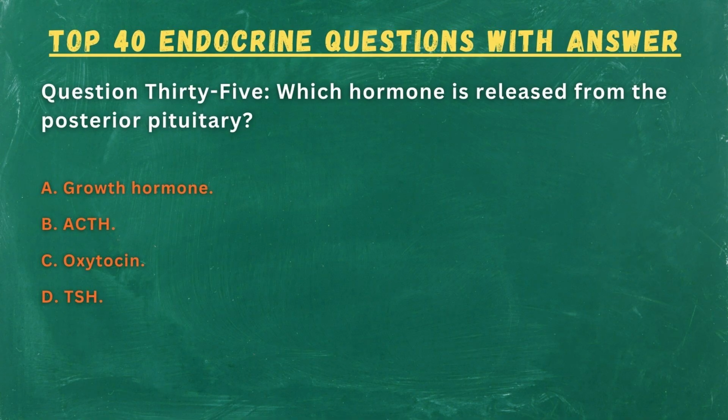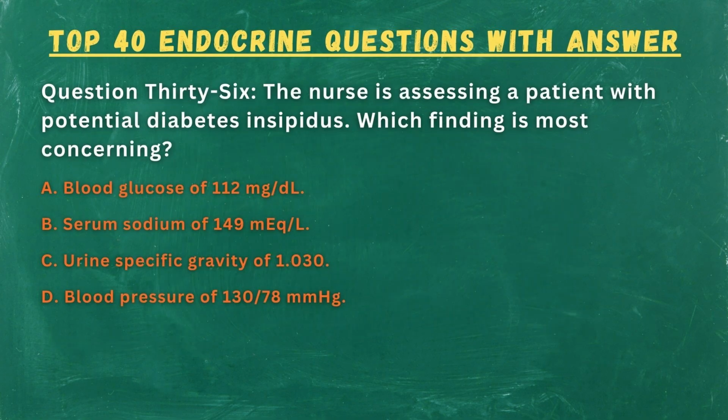Question 35. Which hormone is released from the posterior pituitary? A. Growth hormone. B. ACTH. C. Oxytocin. D. TSH. Answer: C. Oxytocin.